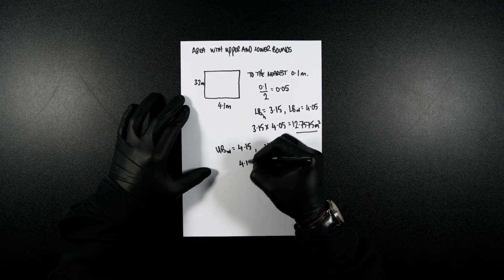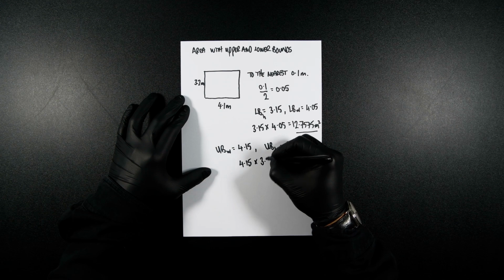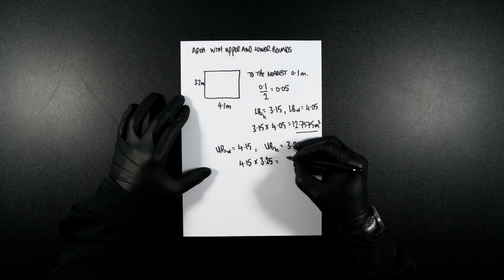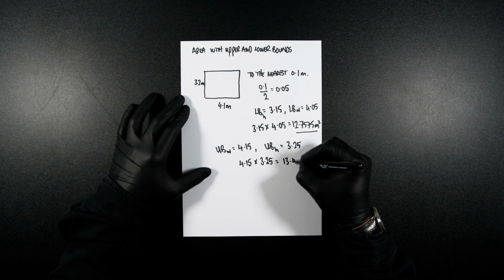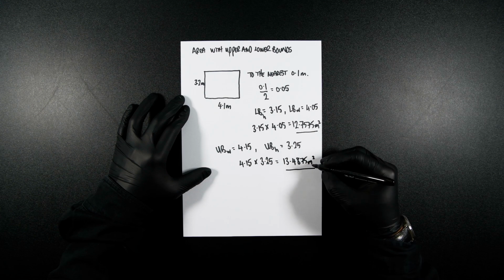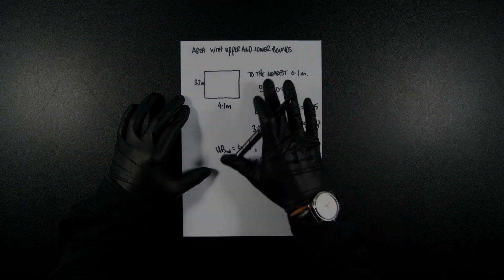If you do 4.15 times 3.25, it's going to be 13.4875 meters squared. So that's going to be the area of the upper bound and the area of the lower bound.